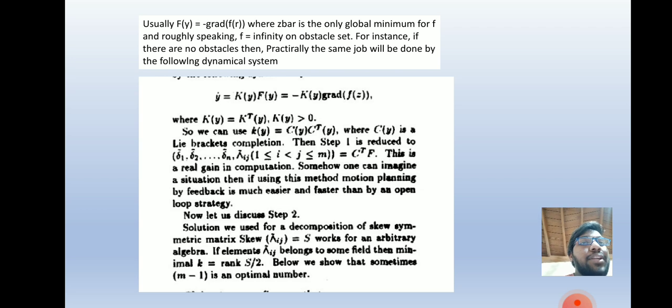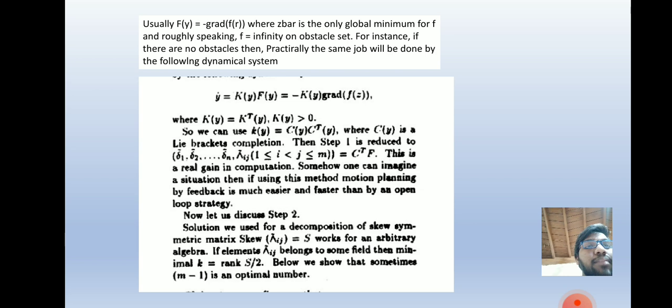Then step 1 is reduced to delta 1 bar, delta 2 bar, and so on, delta n bar a of ij, where the range of ij is 1 less than or equal to i less than j less than or equal to m, is equal to c transpose f. This is a real gain in computation. One can imagine a situation where, using this method, motion planning by feedback is much easier and faster than by an open loop strategy.